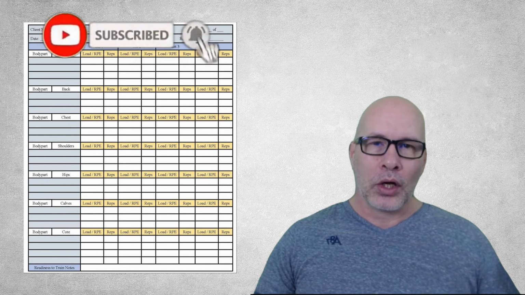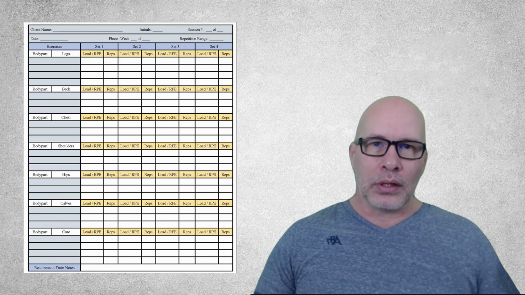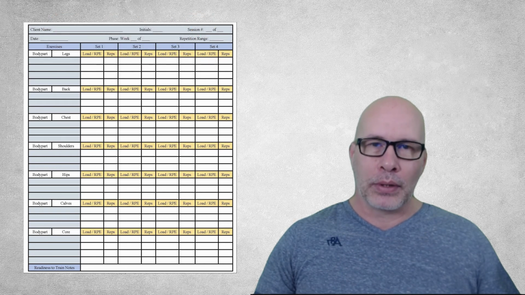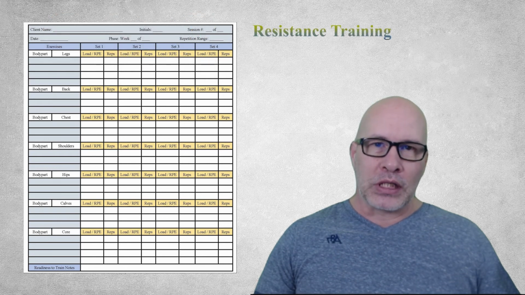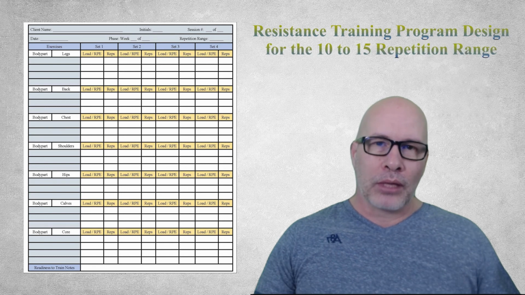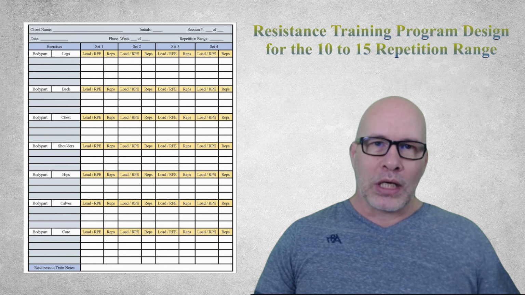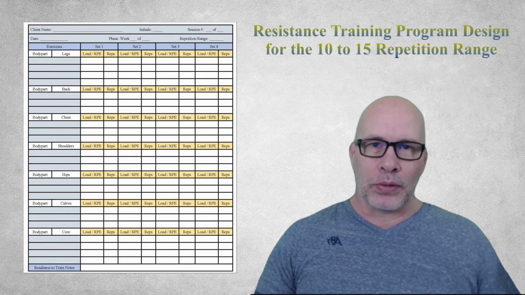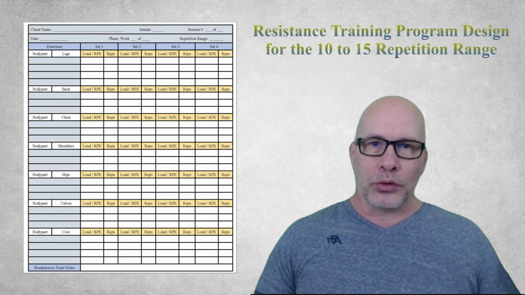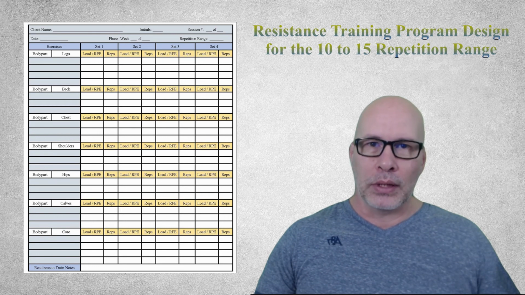This is the first of a series of videos on resistance training program design, where I break it down and give things more clarity as to how each repetition range should be set up. Although this one, I'm actually spanning two repetition ranges, the 13 to 15 and the 10 to 12. And the reason why is because there's a lot more similarities to program design in both of these repetition ranges. So I just thought I'd kill two birds with one stone and make things a little bit easier.